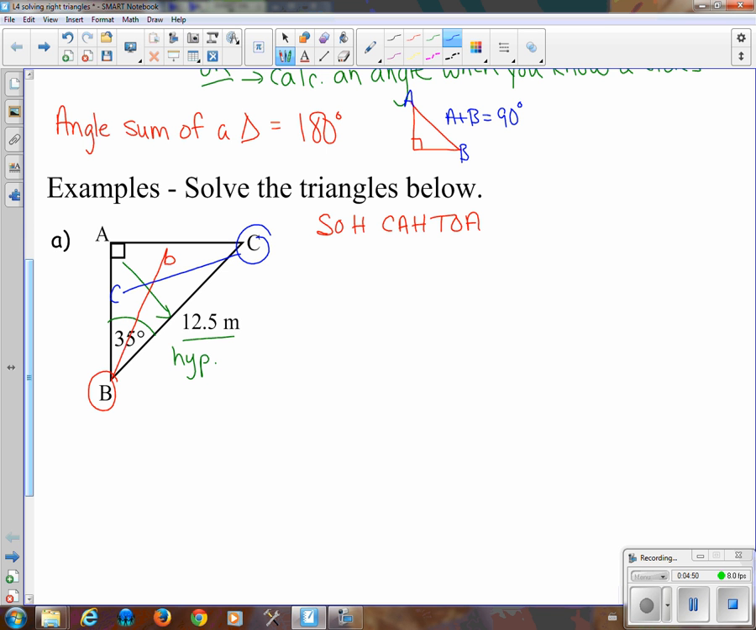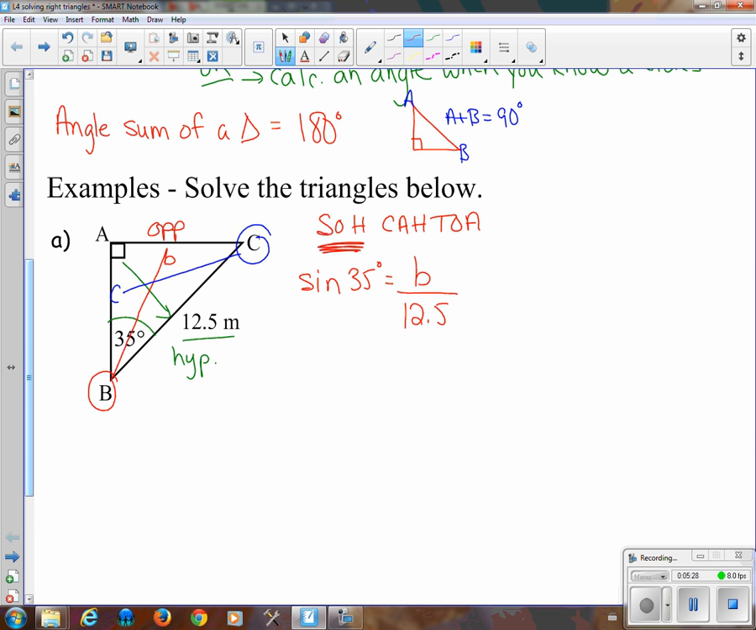So I think I'm going to start by figuring out side B. If I want to figure out side B, and the angle I'm given is 35 degrees, side B is opposite to 35 degrees. So when looking at SOHCAHTOA, opposite and hypotenuse is sine. So I want to use the sine trig function. So I'll fill in my formula. The sine of 35 degrees equals the opposite side, B, over the hypotenuse, 12.5.